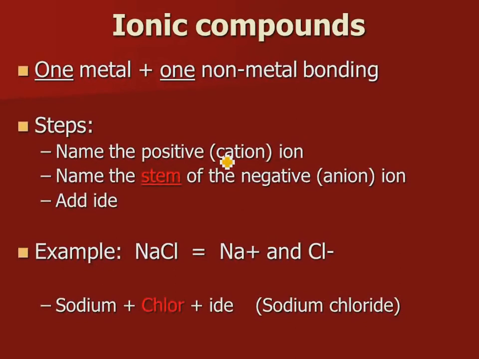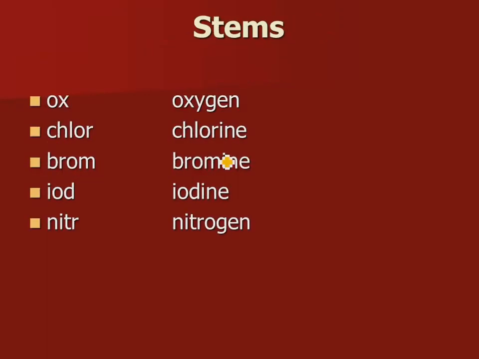Ionic compounds. What if I have one metal and one nonmetal that are bonding? This is what we typically end up seeing. Name the positive cation, the metal. Name the stem of the negative anion, add IDE. So NaCl becomes sodium chloride. It's pretty easy. Not sodium chlorine, sodium chloride. Some of the stems that you'll end up seeing, OX for oxygen, CHLOR for chlorine, etc. So those are the stems that we're going to have with "ide" after it.